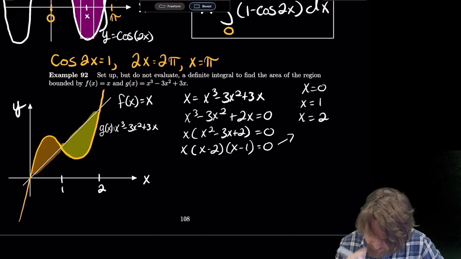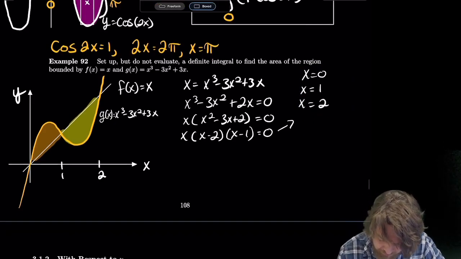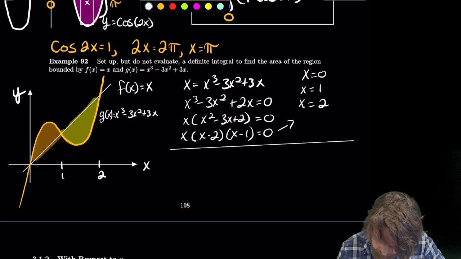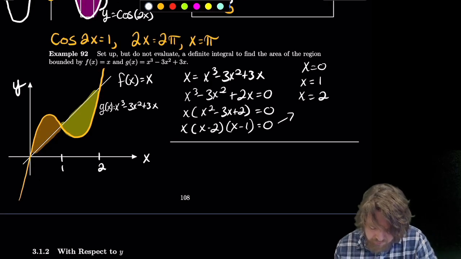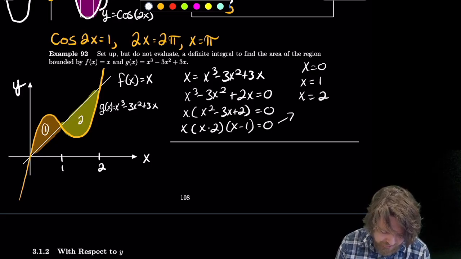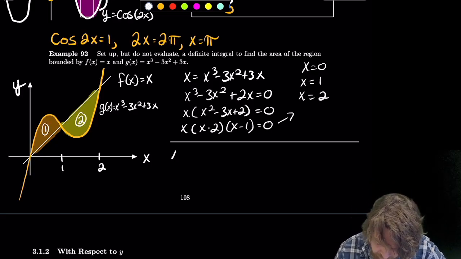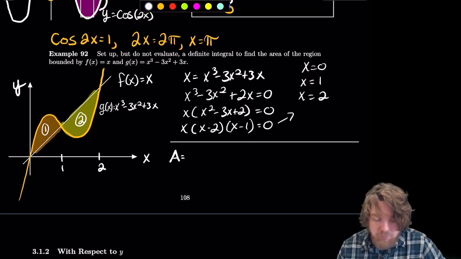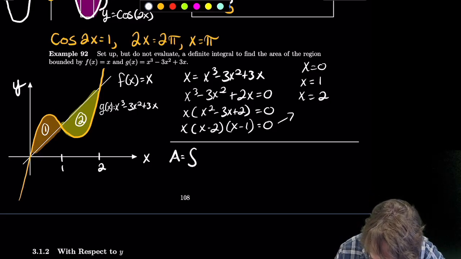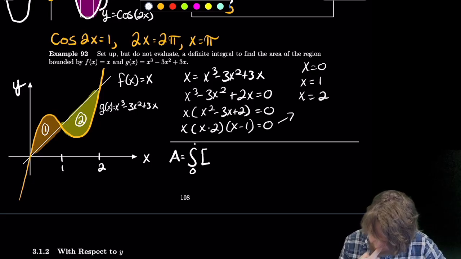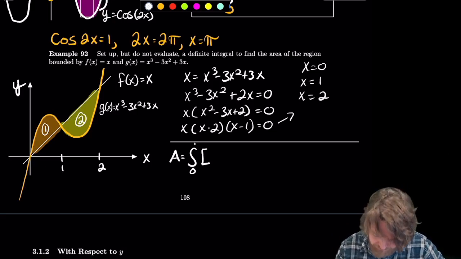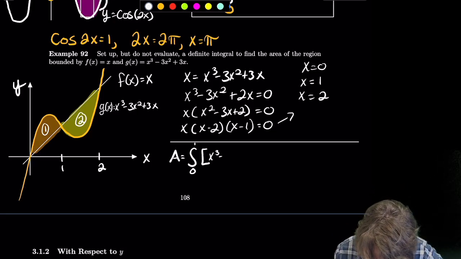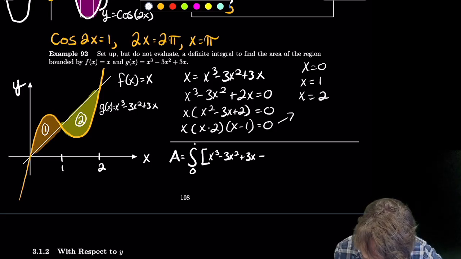Okay, let's see if we can use this information to start setting up our integrals. First of all, let me label this 1, and let me label this 2. So the area bounded by both of these curves is going to be the area underneath curve 1, which is going to be the definite integral from x equals 0 up to x equals 1. On that interval, it's the cubic function that's on top. So it's going to be x cubed minus 3x squared plus 3x, then we're subtracting x off.